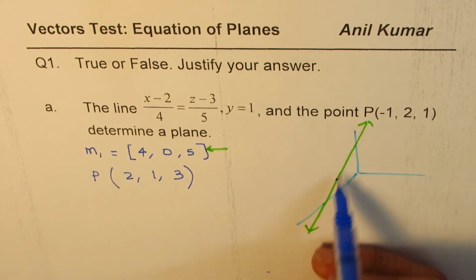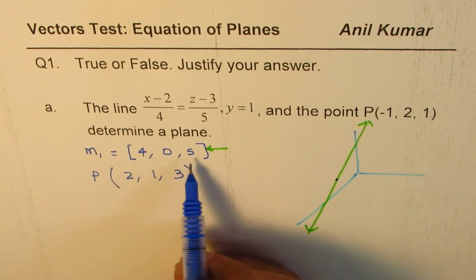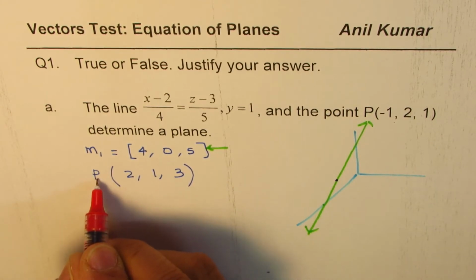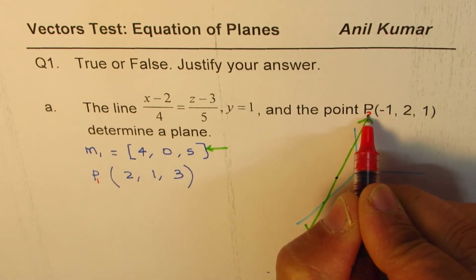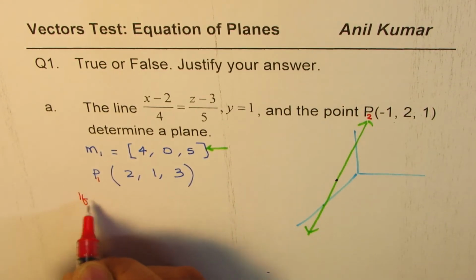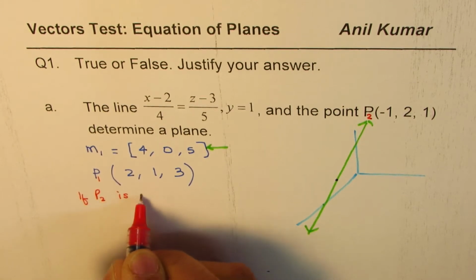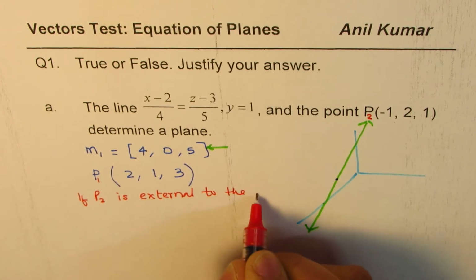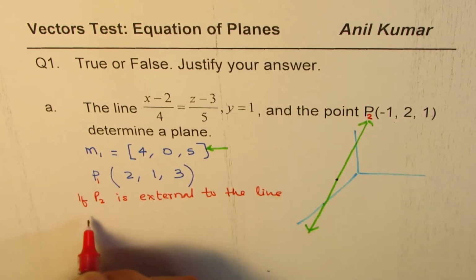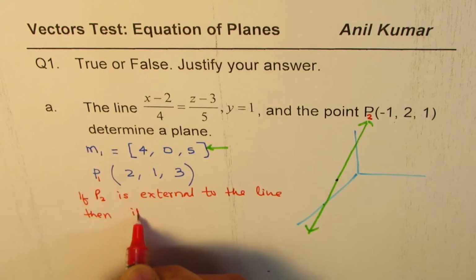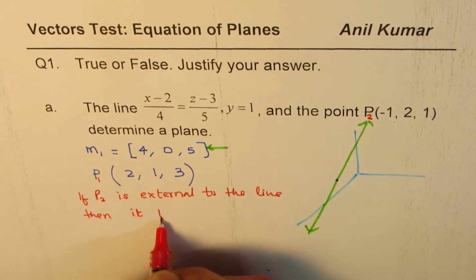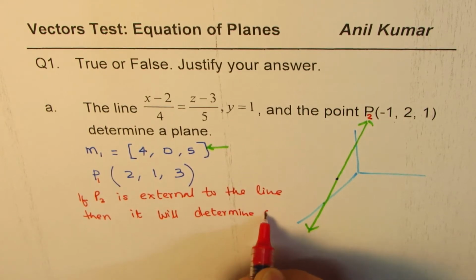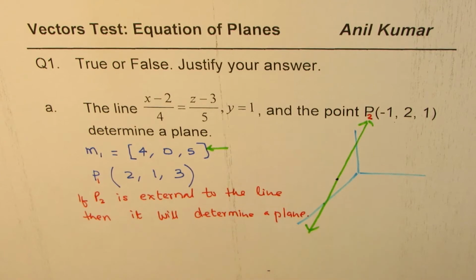Now this point will make a plane with this line only if this point is external to the line, right? So important point to note is, let's call this point as P1, we'll call this point as P2. Now if P2 is external to the line, then it will determine a plane. Do you see that? So that is important to know.